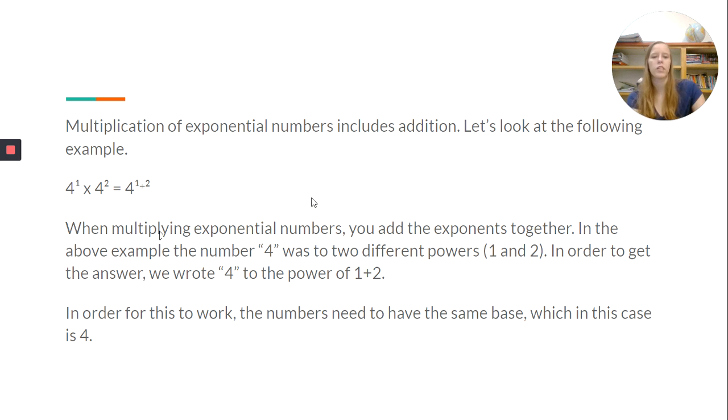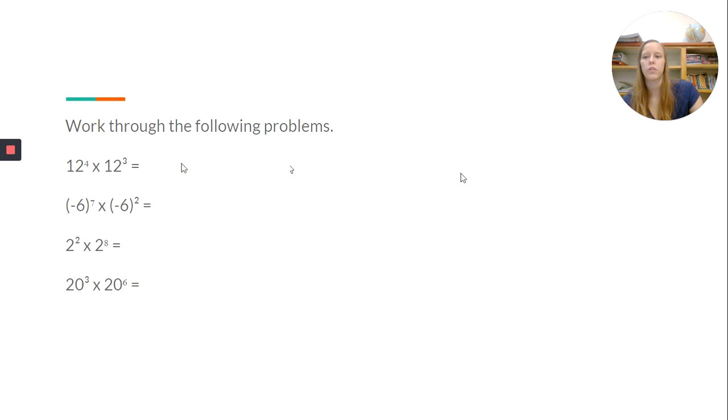Okay, so let's look at another example. I will work through the first one with you, and then after that, I want you to work through the other 3. So if we have 12 to the fourth times 12 to the third, we have the same base, so we're going to rewrite the 12. And then 4 plus 3 is 7, so we're going to have 12 to the 7th power. So go ahead and pause the video, work through the other 3, and then we'll look at all 4 answers.